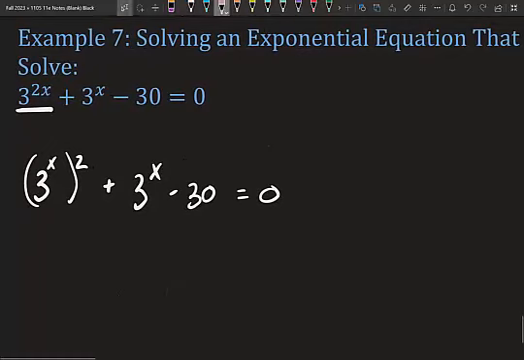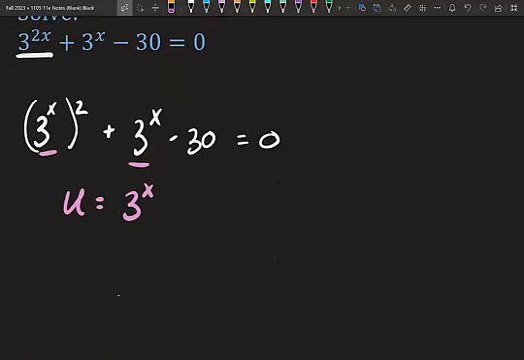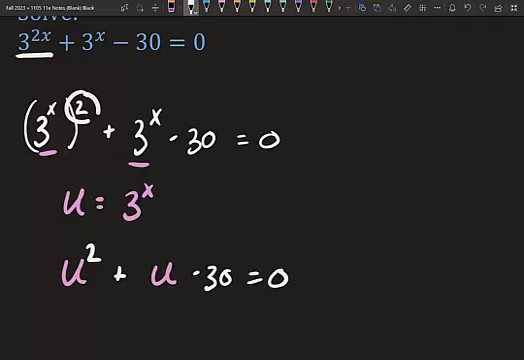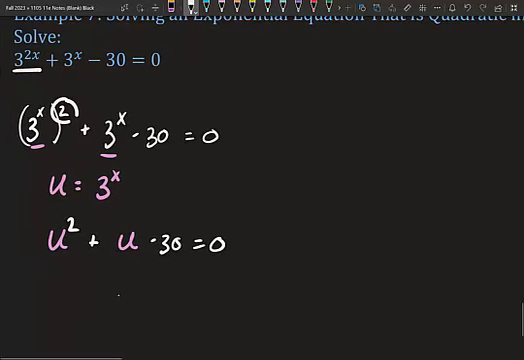So now, do you notice that we have 3 to the power of x, 3 to the power of x? So what we're going to say is u is now 3 to the power of x. So let's substitute it in. We have 3 to the power of x, that stands for u, but don't forget we also have this squared on top, so squared, plus 3 to the power of x, which we know stands for u, all minus 30 equals 0. Now we just have a normal quadratic that we can factor.